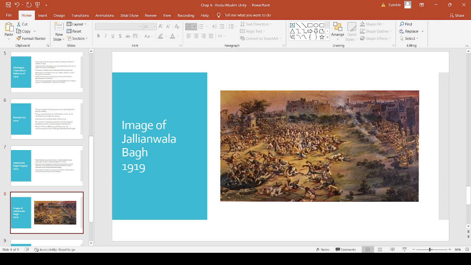On your screens, you can see the image of the Jallianwala Bagh tragedy, in which you can see thousands of people mercilessly killed and slaughtered by the British.